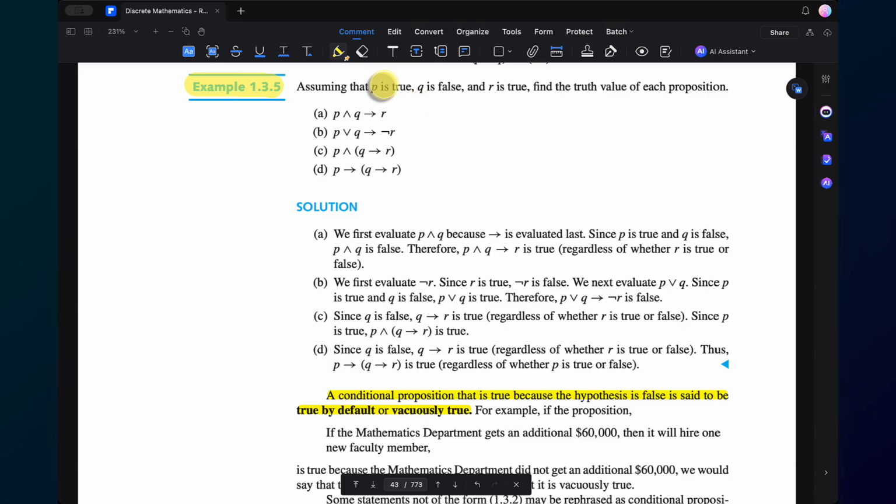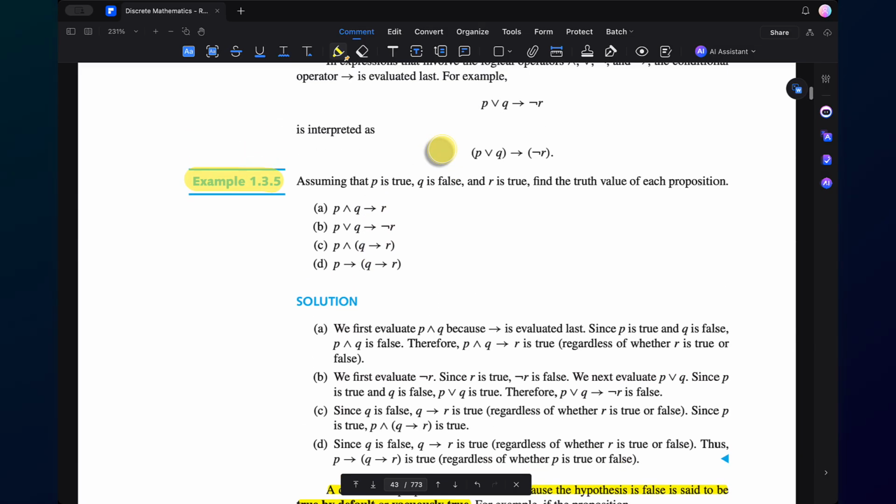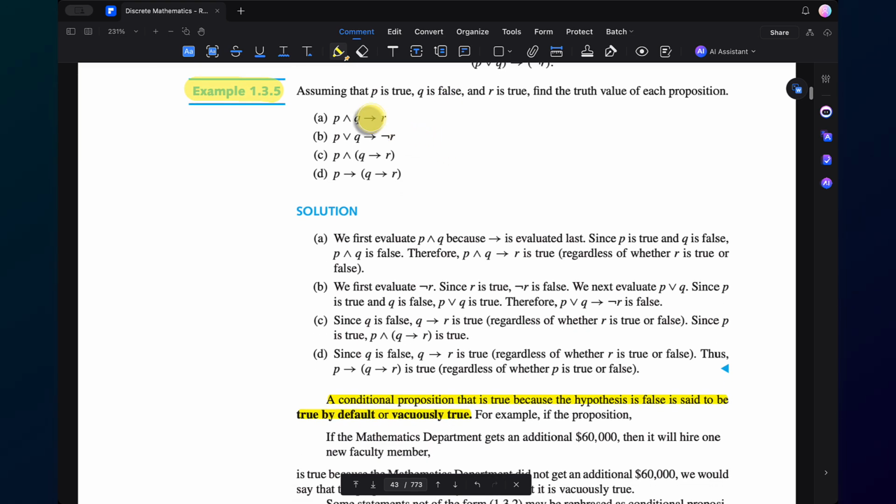Well, P is true, and so you have the last statement. This is always going to be interpreted last. In other words, you might think that... So let's take a look at it here. So P or Q, P and Q. Well, since P is true and Q is false, P and Q is false.